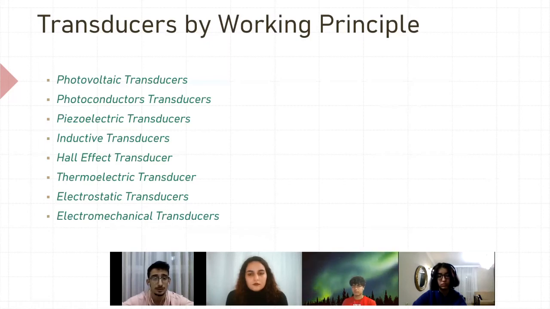Electrostatic transducers have two electrodes. One of the electrodes with opposite poles is movable and the other is fixed. When the moving electrode moves, it causes a voltage change.